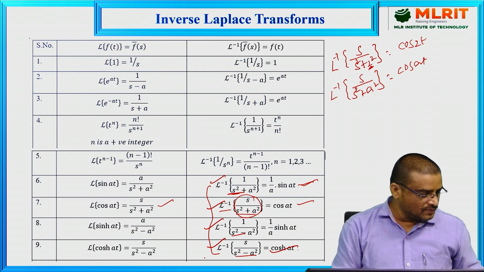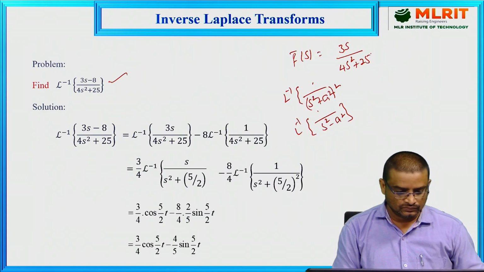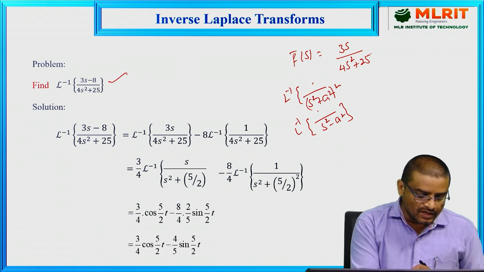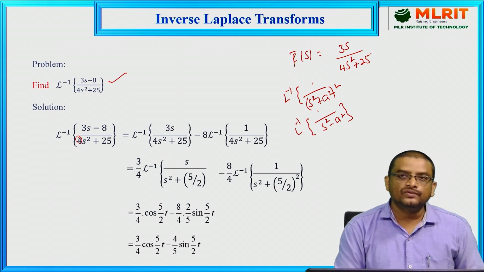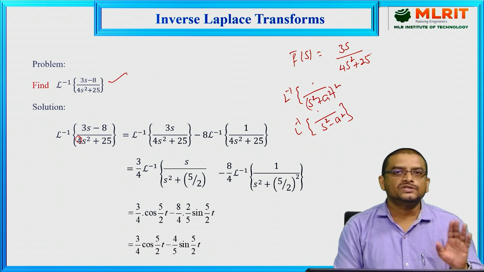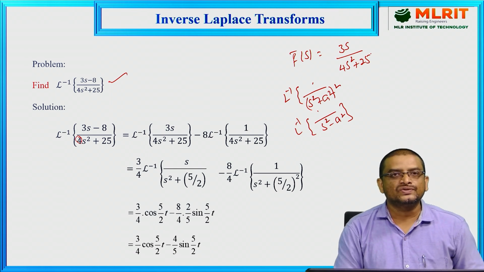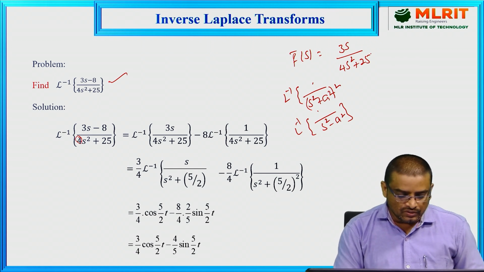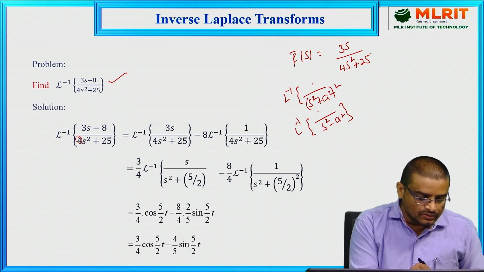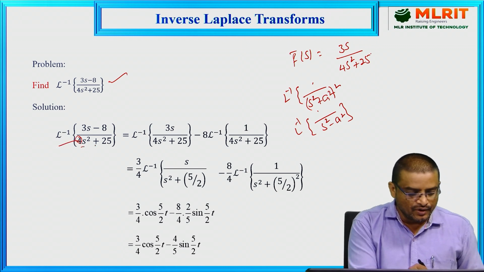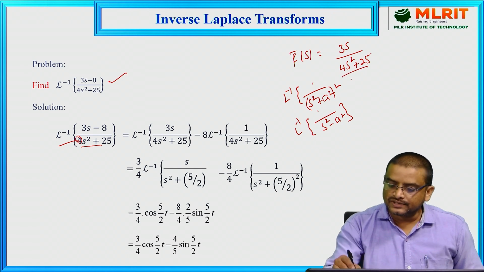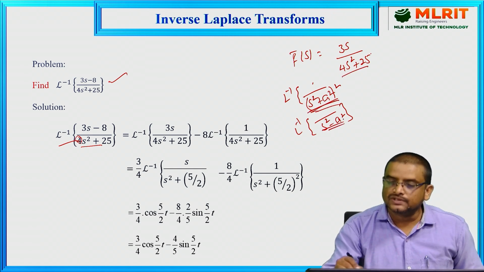Now when you come to our problem here, the coefficient of s square is 4. We don't want this 4 here, because in our standard formulas we don't have the coefficient of s square as 4, 5, or some constant. We are having only s square. So what we have to do is take that 4 common from the denominator. Then only that denominator is converted into our standard formulas.